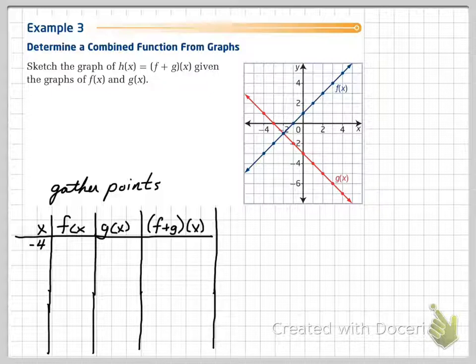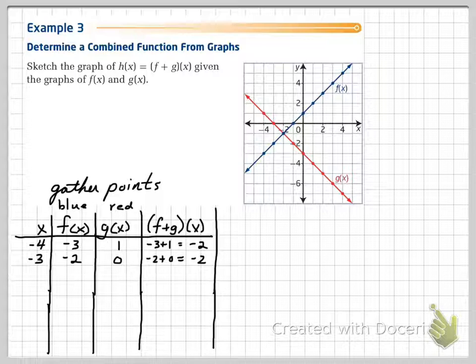So if x is negative 4, notice that our function f of x in blue is at negative 3. G of x is at 1. When you add those 2 points together, you're going to get negative 2. If x was at negative 3, f of x is going to be at negative 2. G of x is at 0. That's going to add up again to negative 2.